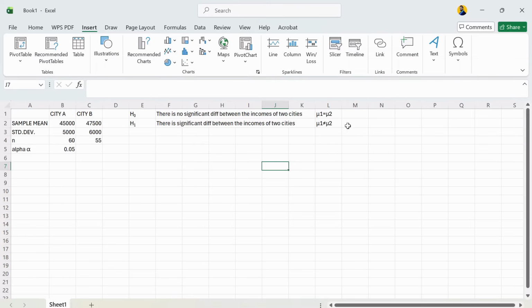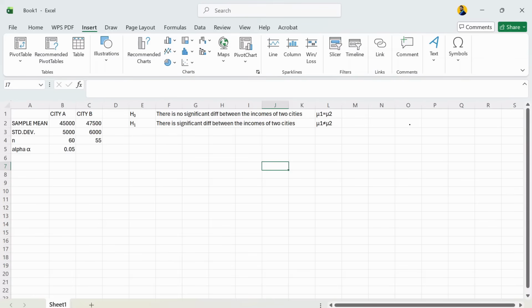In the null hypothesis, basically city A mean or average income is equal to city B. Here, in the alternative, we are saying both the cities' incomes are not equal, meaning there is a certain difference, right? Similarly, now we will come to the formula part.